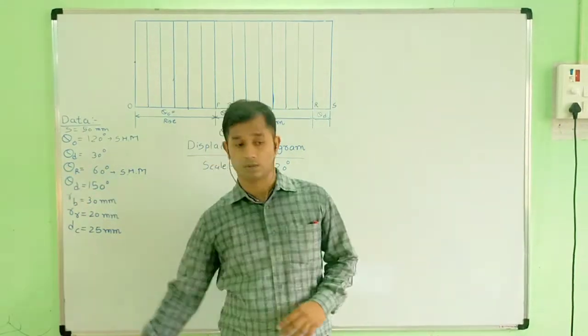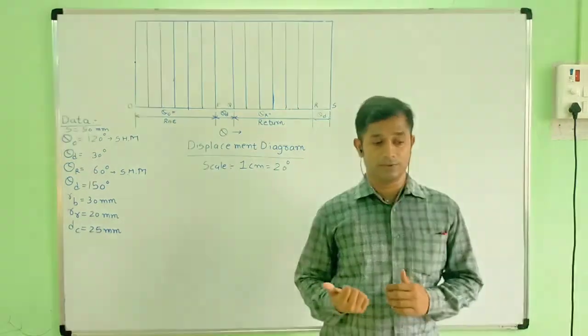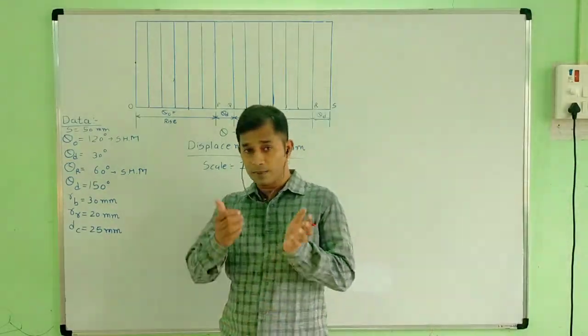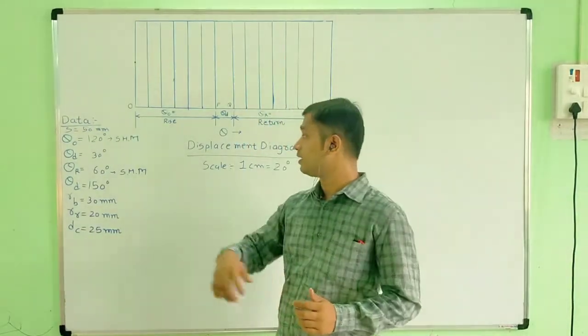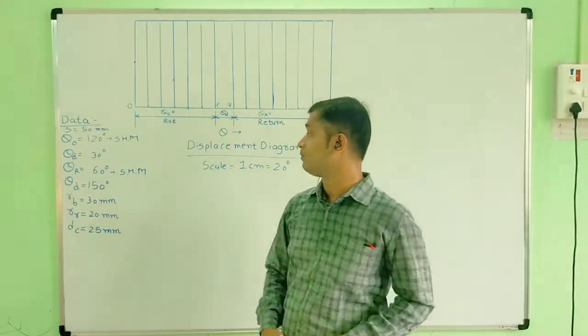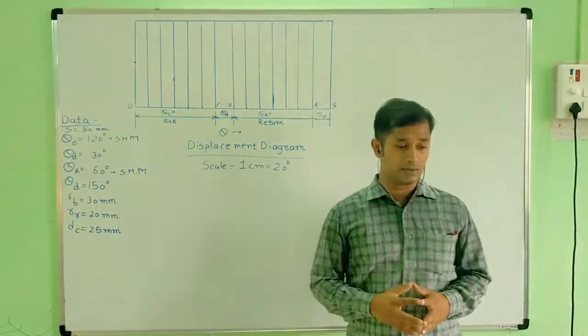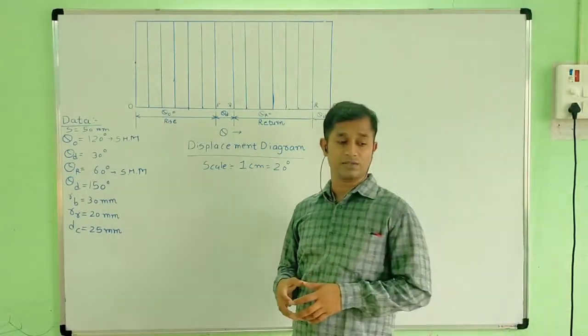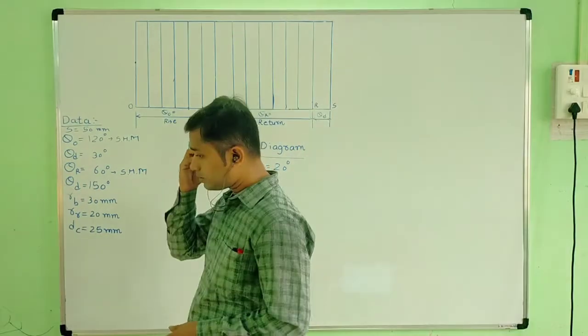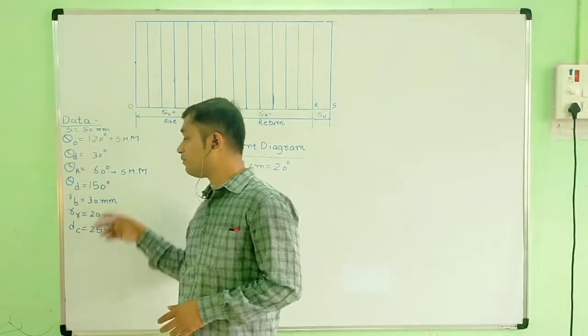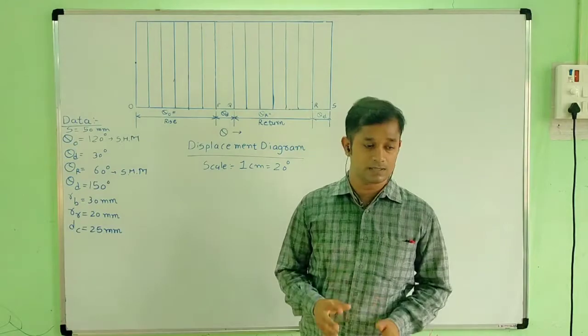Then the return stroke. It means to lower the valve during the next 60 degrees. It means the valve will come back to its original position within 60 degrees. And at that time the follower motion takes place in simple harmonic motion. And to keep the valve closed during the rest of the revolution, meaning in the remaining degrees, 150 degrees, the follower will remain stable.